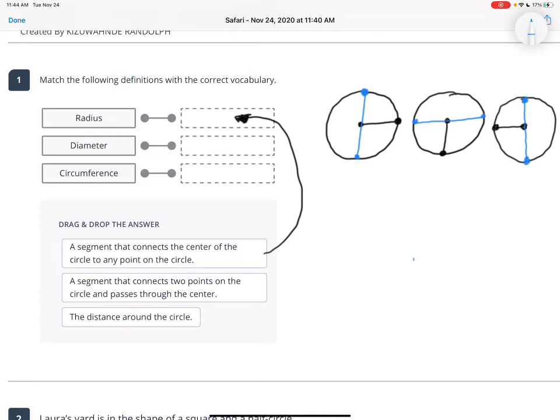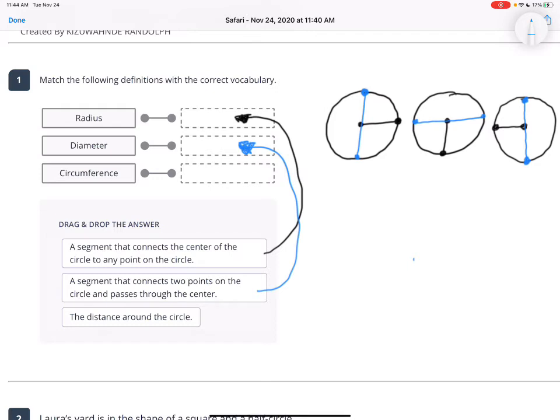So which definition do you think will match the term? Would it be the distance around a circle, or a segment that connects 2 points on the circle and passes through the center? If you guessed the second one, you are absolutely correct. In class, I always like to say a diameter is like a belt. It stretches all the way across the belly, okay, the belly of the circle.